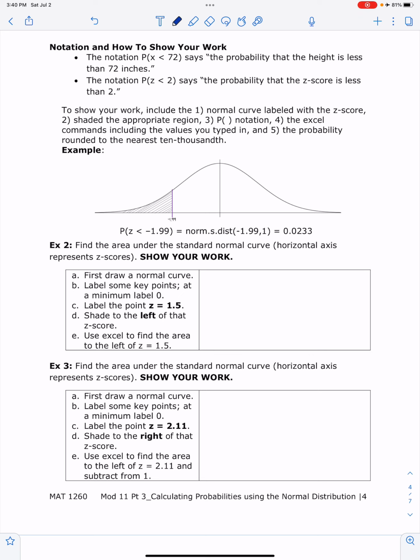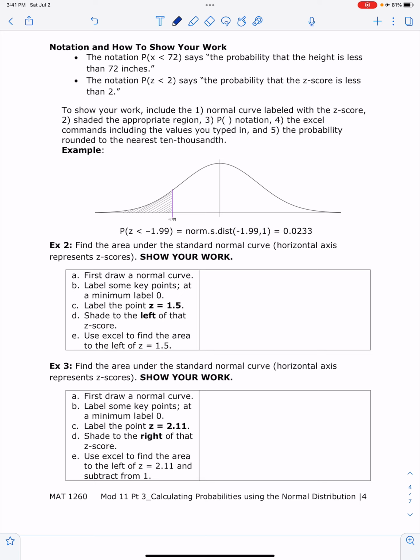To get full credit on these problems, you need 5 parts. Okay? You need the normal curve labeled with the z-score. You need to shade the appropriate region. You need the probability notation, the Excel commands, and the values you typed in, and the probability rounded to the nearest 10,000th. So here's our example.